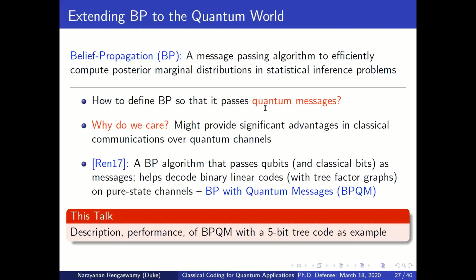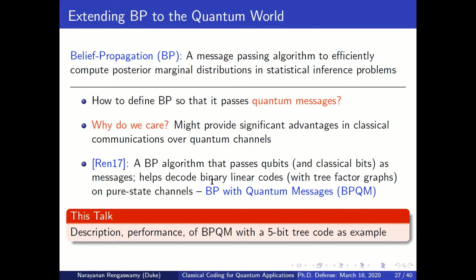A natural question to think about is, what if I replace probabilities with quantum information? Is there a reasonable algorithm that can do such a thing? And can I use it for some useful application? This might look like a theoretical question, but if you can do something like that, then you might have some significant advantages in communication over quantum channels. And we'll see one such application today.